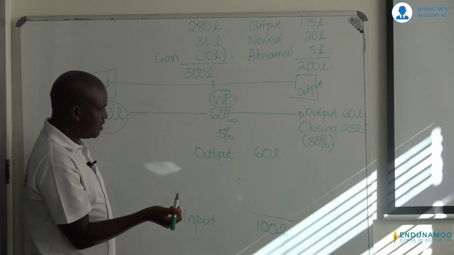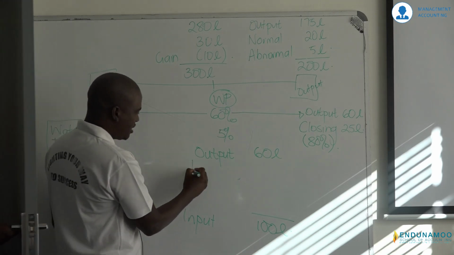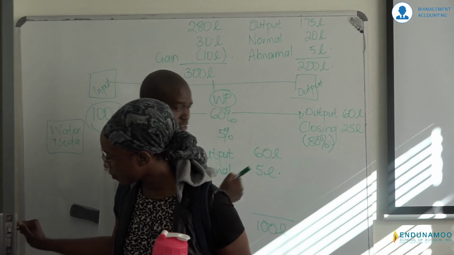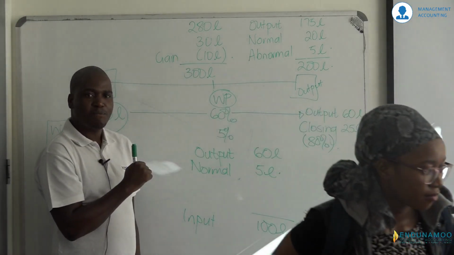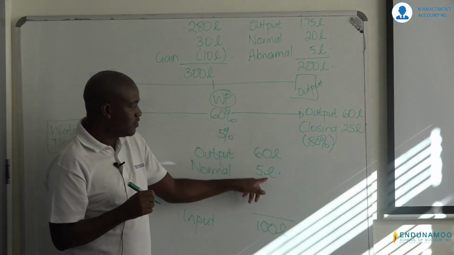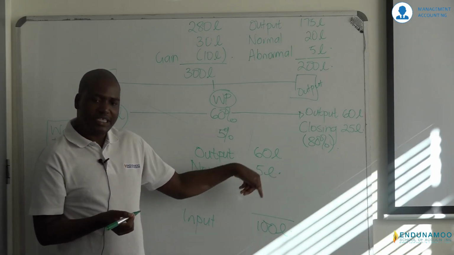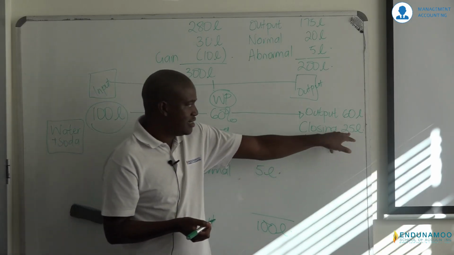What is our expected normal loss? So our expected normal loss is 5. Do you see this? Then I say that this does not add up to the input. Do you agree? Yes. It does not add up to the input because of what?